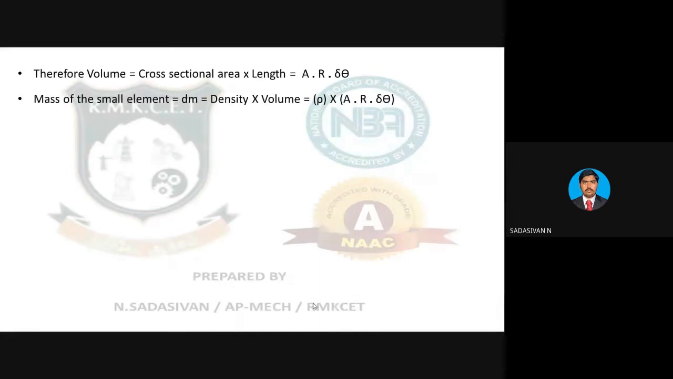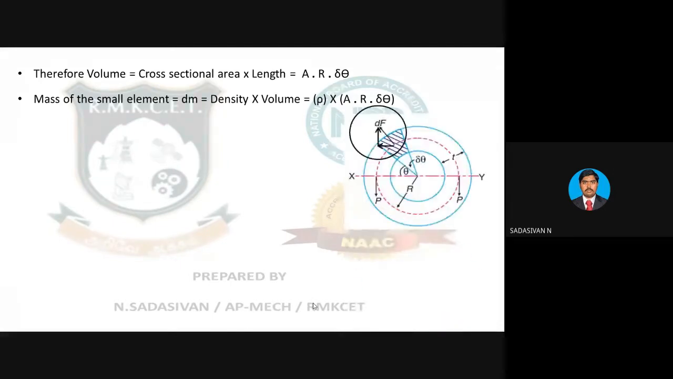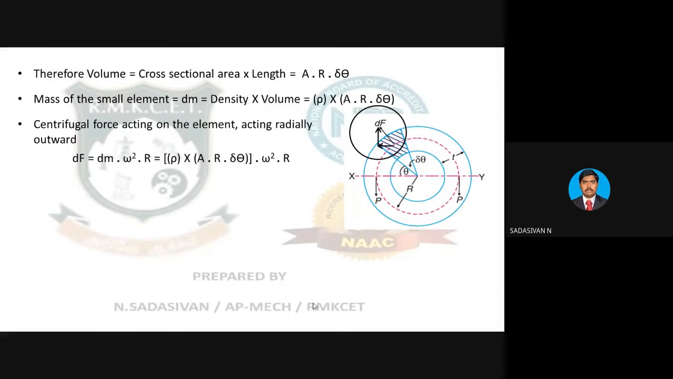Mass of the small element dm equals, you know the volume, so you want to find the mass. What you do is multiply density with that. Density into volume, so rho into A into r into d theta. Just multiply rho. Here, I don't want to go much deep into this derivation. It is already there. You can have a look at it because it consumes a lot of time. I cannot complete this level if I do that.